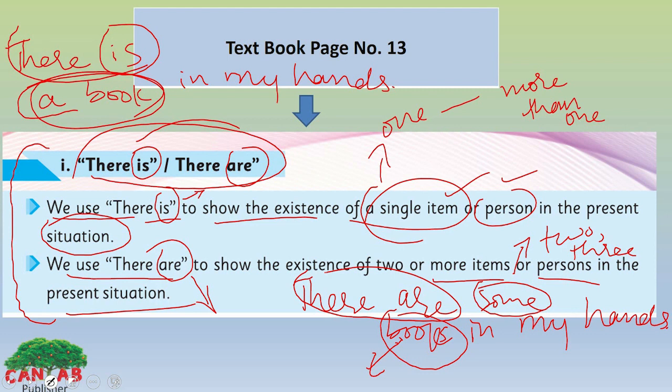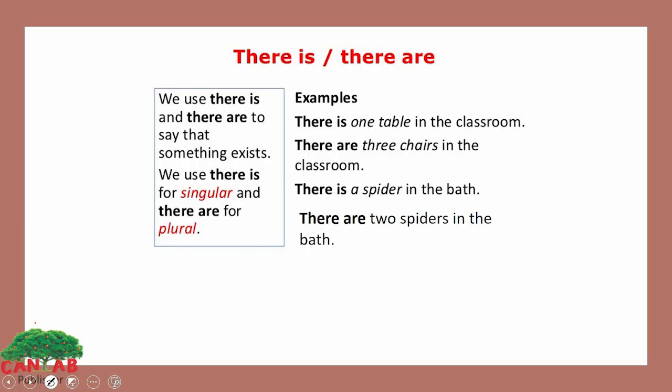Now look at some more examples to understand more. There is and there are. We use there is and there are to say that something exists. To show that something exists in the present situation. Something is present right now. We use there is for a singular item or person, and there are for plural, more than one.